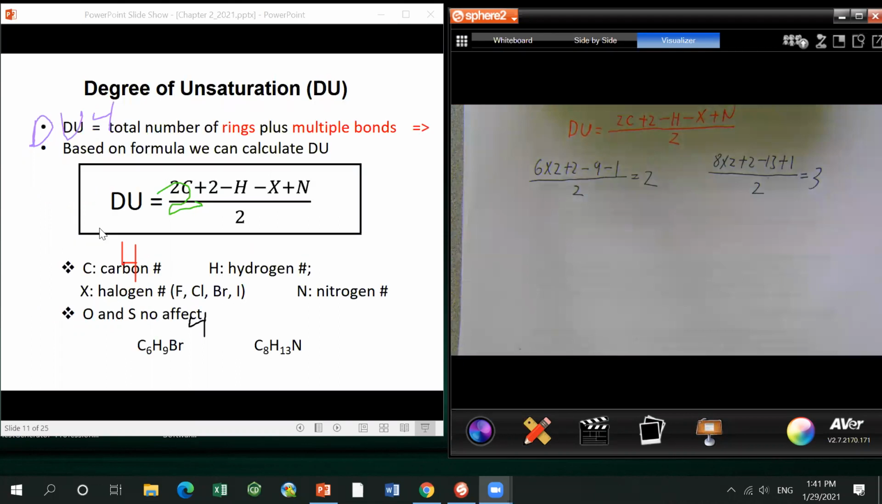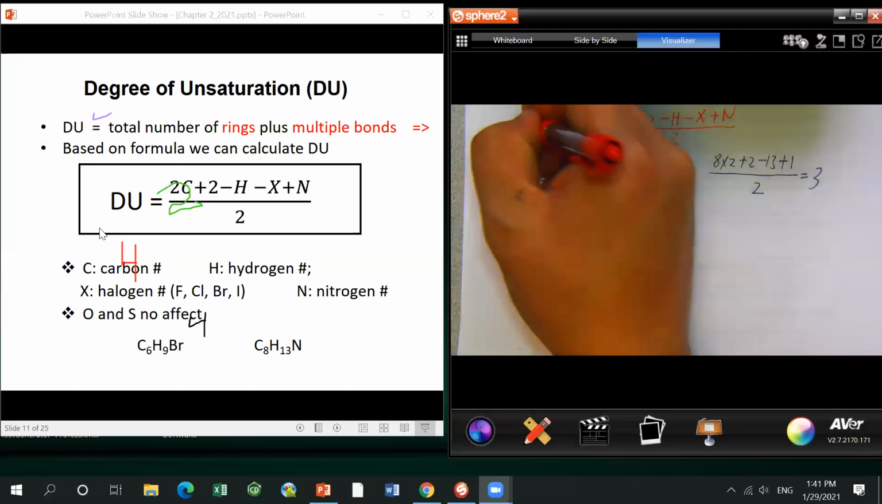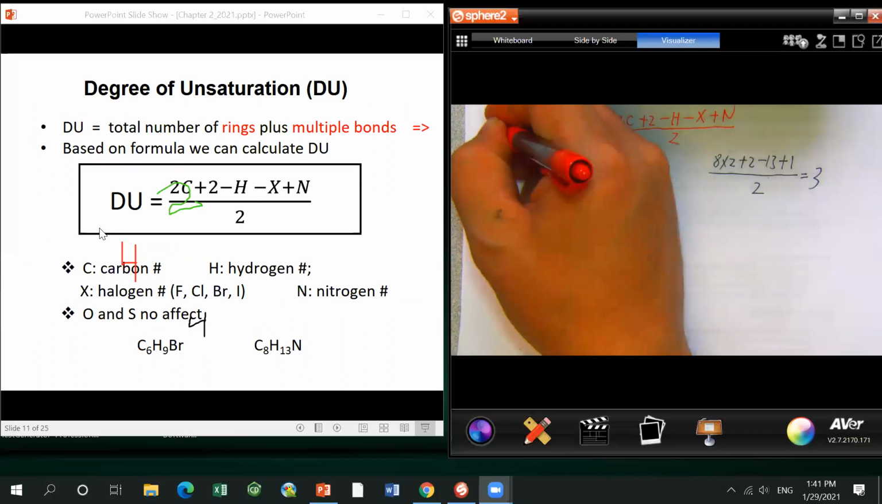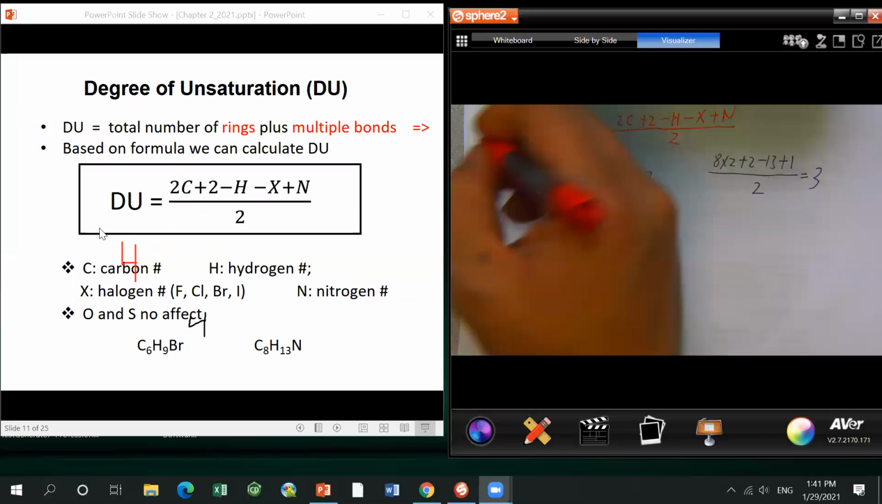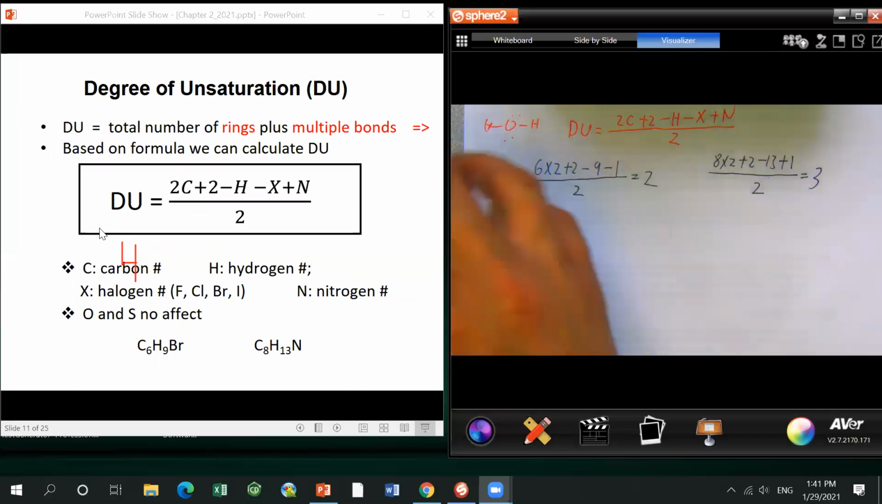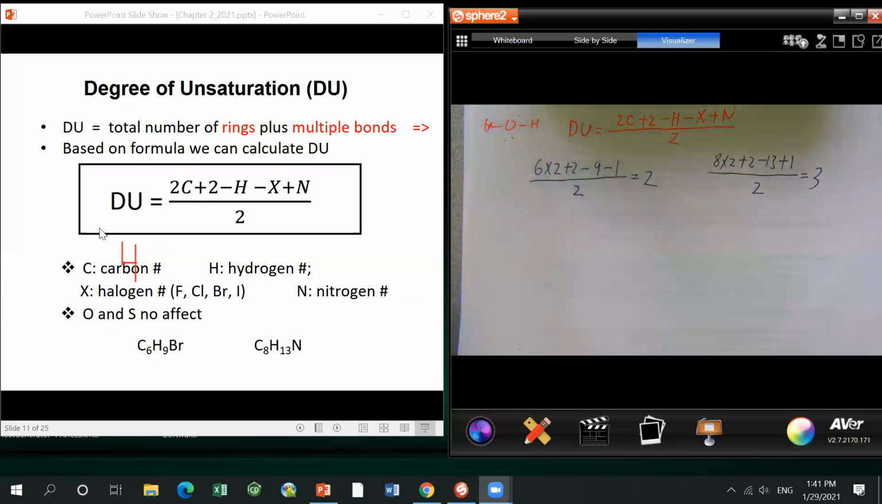Okay, oxygen doesn't count, okay? The reason is that oxygen bonds two things, itself and another. Normally speaking, oxygen has two lone pairs, okay? So they cancel out each other, and that's why it doesn't count. So that's the reason, okay?